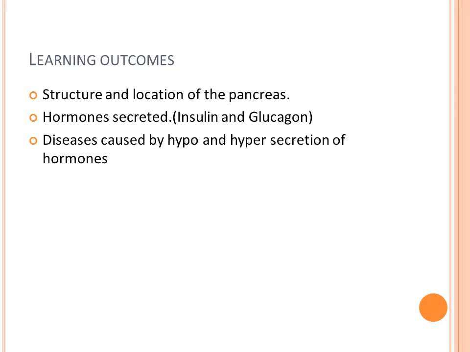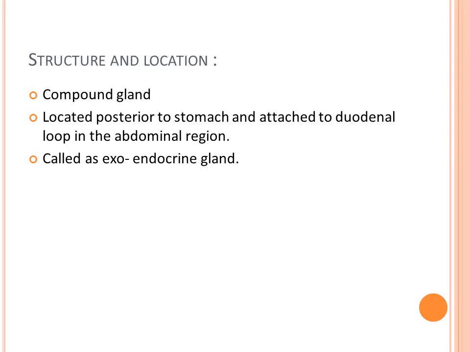Now, let us see in the next topic. Here we would see the structure and location of the pancreas. It is a compound gland which is mainly located in the posterior part of the stomach, and it is attached to the duodenal loop. The structure we will see in the next slide, and I will discuss it in detail. It is also called an exoendocrine gland.